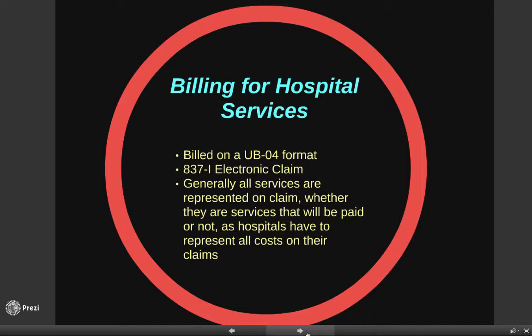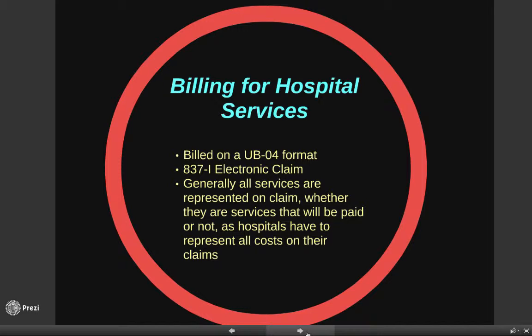And those UB forms had a number. It was based on the year that they were released. And the current form that we're using is the UB04. So the UB04 form is actually the paper claim form that, if we still submitted on a paper claim form, it would be the UB04. But we actually don't submit on paper claim forms anymore. We submit on an electronic claim.